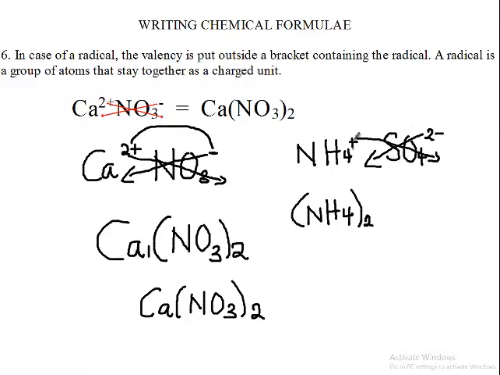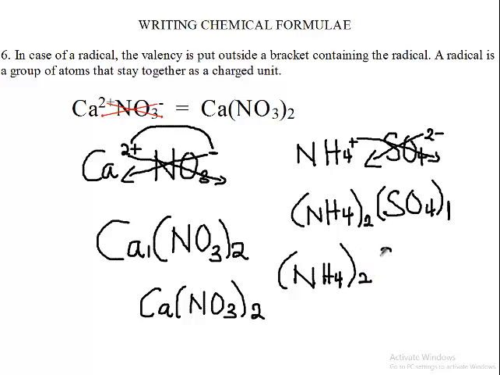Now the whole SO4 is being affected by the 1. So we're going to have the SO4 in brackets and then we put our 1 here. But with this 1, usually we don't write the 1. So if we are taking the 1 away, we also take the bracket away. So ammonium sulfate has the formula (NH4)2SO4. This is the formula for ammonium sulfate.